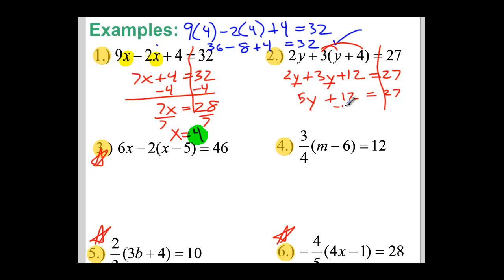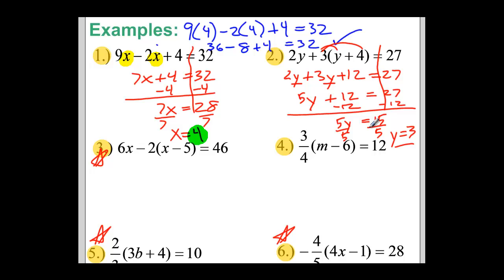Okay, next step, move the 12 because it has nothing to do with the y. So we have 5y over here is equal to 15. And last step, divide by 5, and I'm going to write it off to the side here. Ran out of room. x equals 3. So again, multiple steps, just go through the process. The key is look at one thing at a time.